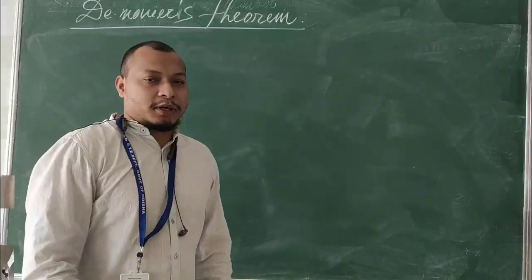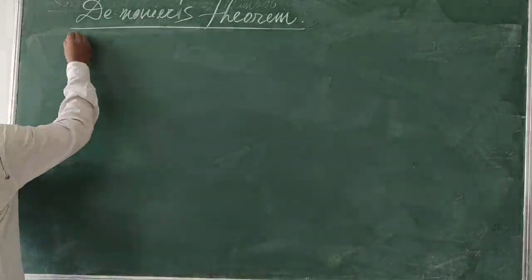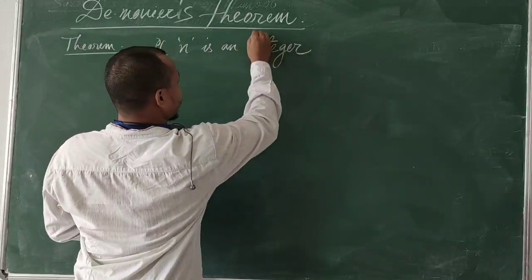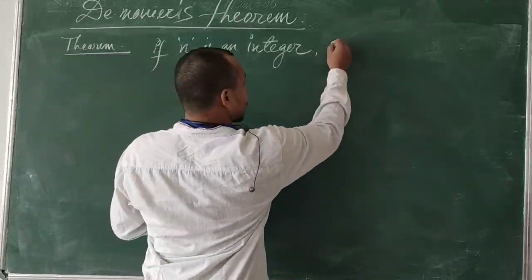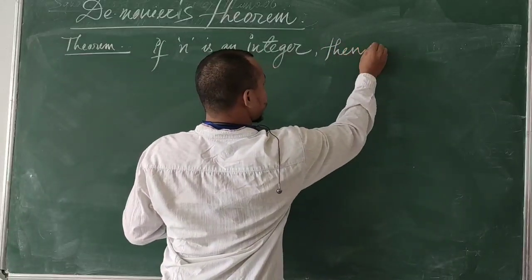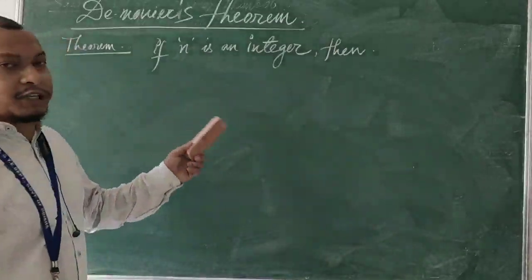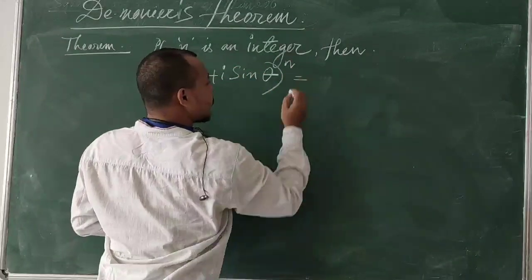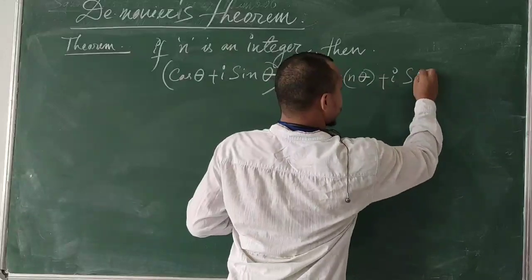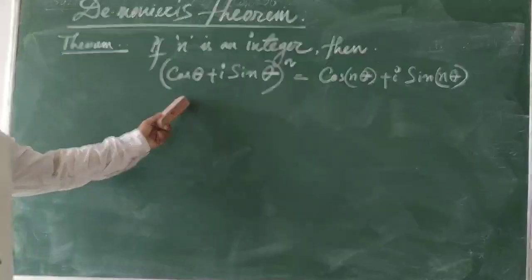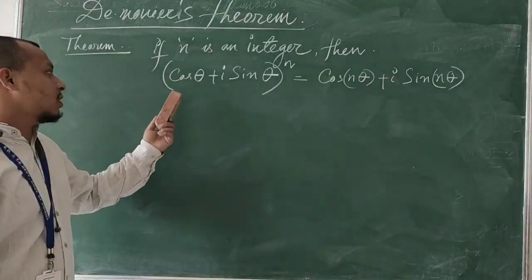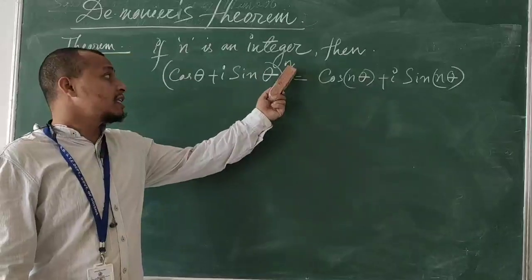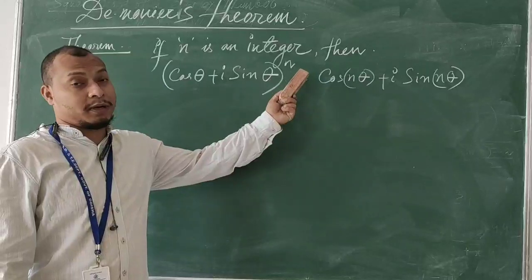So what exactly is de Moivre's theorem? If n is an integer, then (cos theta plus i sin theta) to the power n is equal to what? Cos n theta plus i sin n theta. This is de Moivre's theorem. Cos theta plus i sin theta raised to the power n, where n is an integer, whether negative or positive, it does not matter.